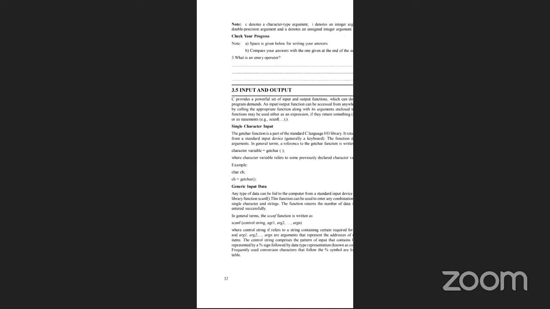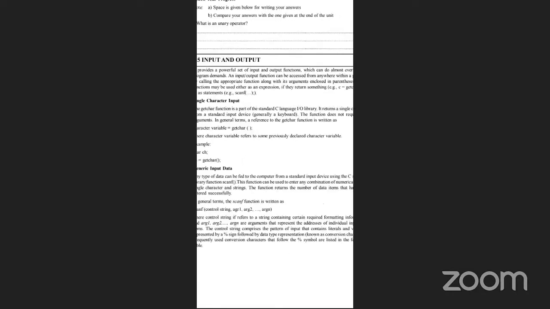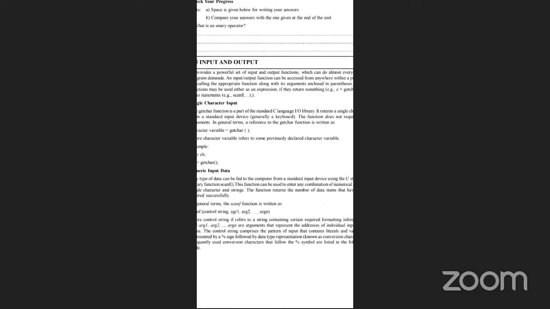Next, input and output. What does input and output mean?